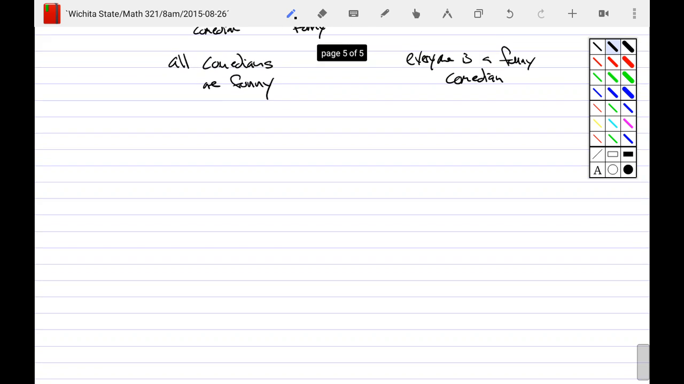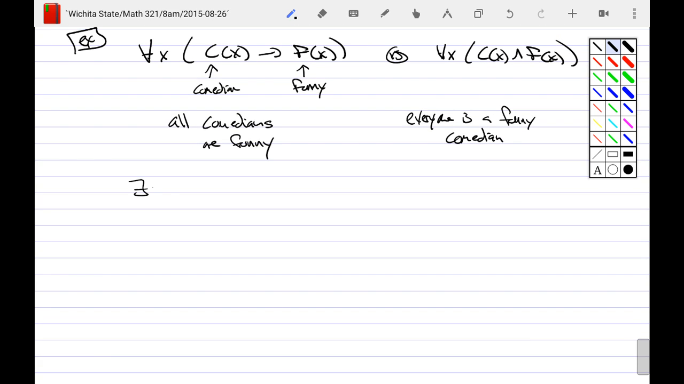What do you think happens on existential? There exists an x such that c of x implies f of x versus there exists an x such that c of x and f of x. Existential means you've got to find at least one. For all the people I'm considering, what does that first one say? I can find one, possibly, that if they're a comedian, then they're funny.